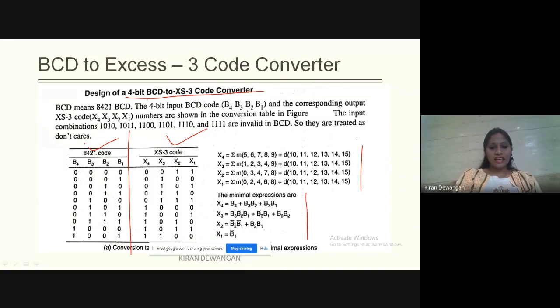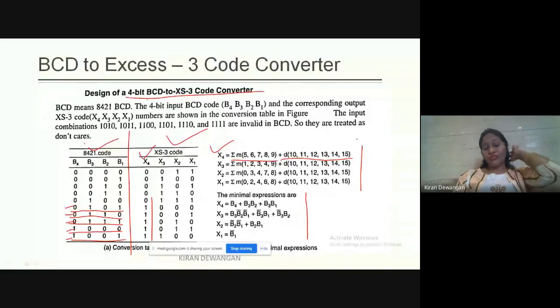So we'll write the X4, the 4-bit, that is the MSB of XS3 code. X4, where the X4 is going high? It is going high for this combination, this one, this and this. It's going high for 5, 6, 7, 8 and 9. So we have got 5, 6, 7, 8, 9. But as you could see, we are mentioning here D. 10, 11, 12, 13, 14, 15. What is this? Can anybody explain?